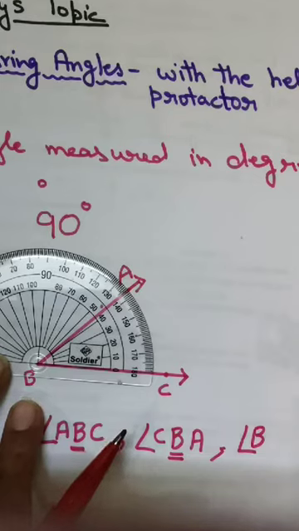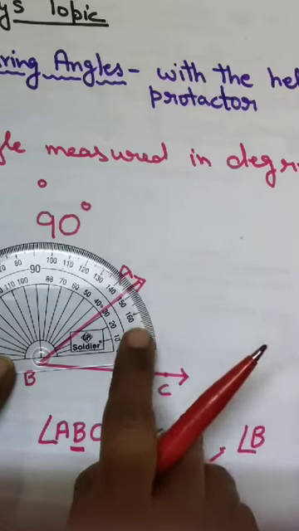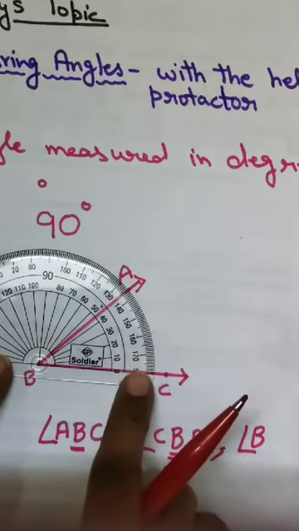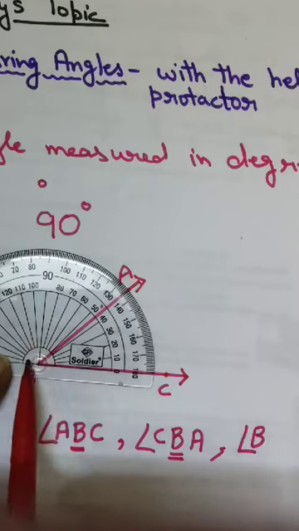Now adjust the protractor so that BC is along the straight edge of the protractor. Don't tilt the protractor like this. It will be like this only. Okay, so that BC line is along the straight edge of the protractor.